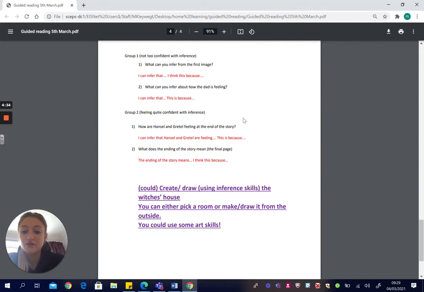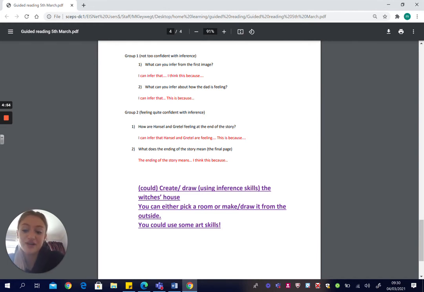Okay, and then group 2 is if you're feeling a bit more confident with inference. The first question is, how are Hansel and Gretel feeling at the end of the story? I can infer that Hansel and Gretel are feeling, and this is because, and use the text to help you. Question 2 is, what does the ending of the story mean, the final page? So what can you infer? Discuss that, what does the ending of the story mean to you?